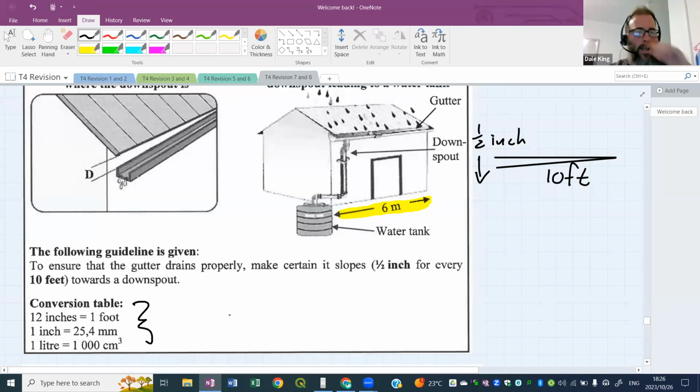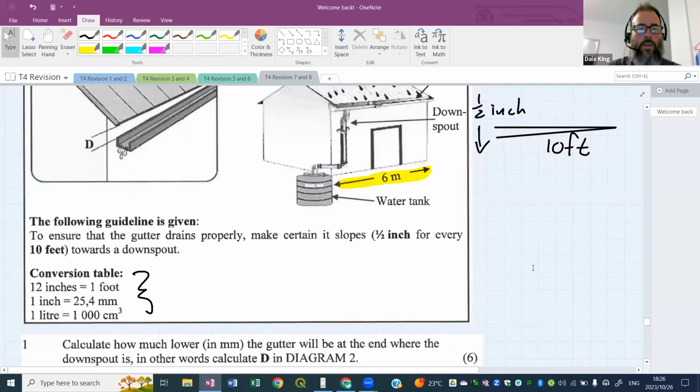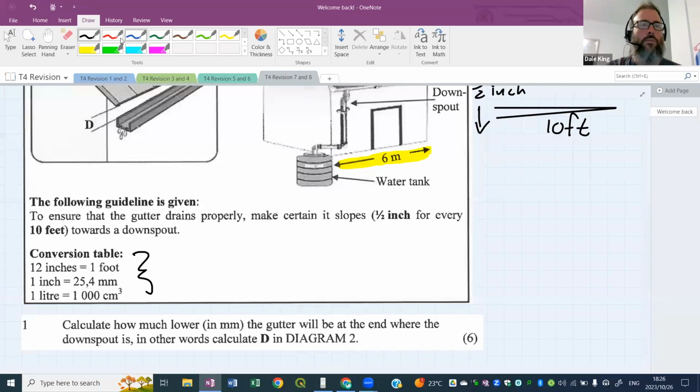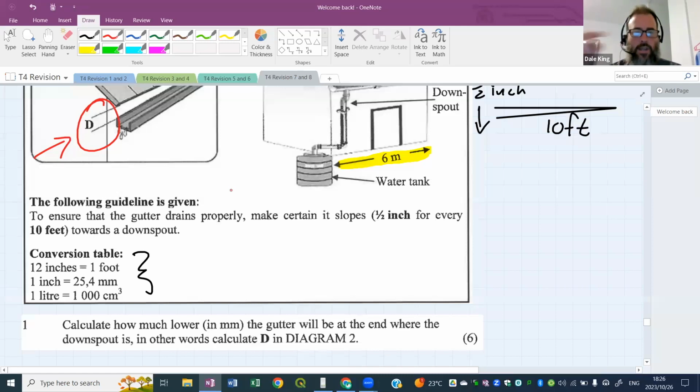Let's see what the first question is. I hope you guys understand the scenario. Here's the first question. Uh-oh. 6 marks. Should we freak out? No. We're going to look at this one step by step. Number 1, calculate how much lower in millimeters the gutter will be at the end in this scenario where the downspout is. In other words, calculate D, which is this little space here, at the end of the gutter for this house. So how much lower will the gutter be at the end for this situation?